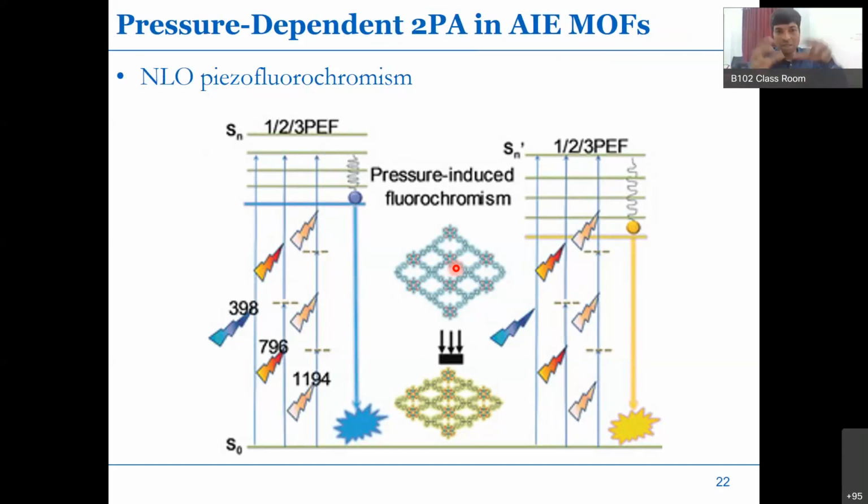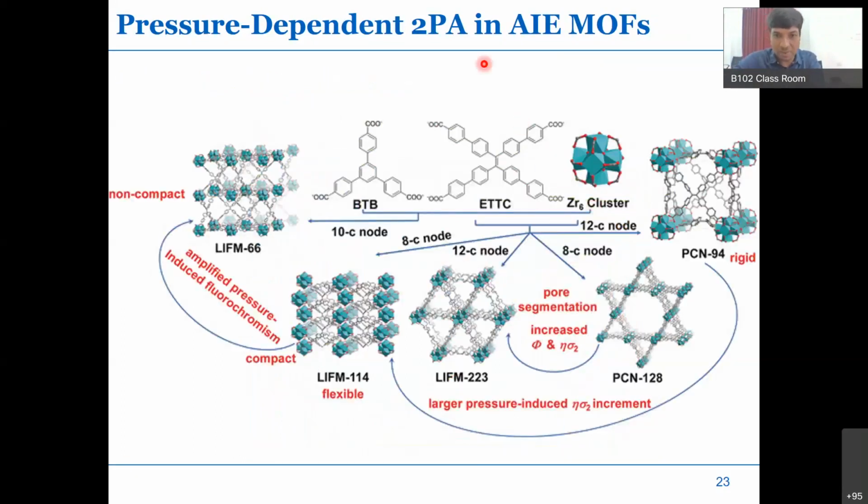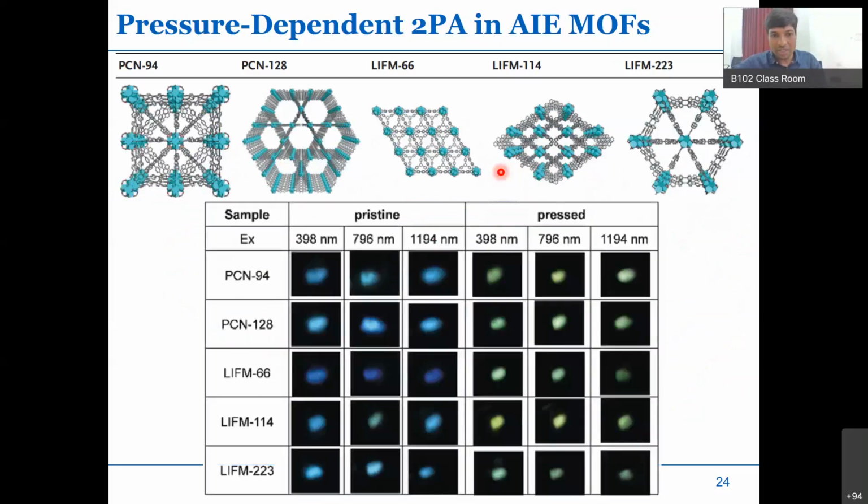Why? Because once you contract, the energy levels are going to be changed, and because of this, the emission energy is going to be different. For this purpose, we have used different organic linkers, almost all with zirconium clusters, and all of them are piezofluorochromic. This means if you apply pressure, the strain in the framework and the linker is going to be changed, then your band gap is going to be changed. We want to correlate these values.